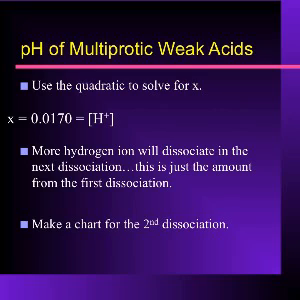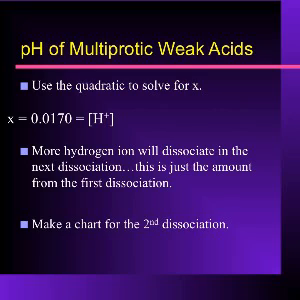I'm not going to stop at this point and find pH, because I need to recognize that more hydrogen ion is dissociated in the second reaction, and I need to determine whether that additional amount of hydrogen ion is enough to change the pH. So I'm going to make my second equilibrium chart for the second dissociation. Notice that you have hydrogen tartrate, HC4H4O6 negative, becoming hydrogen ion and tartrate ion, C4H4O6 2 negative.